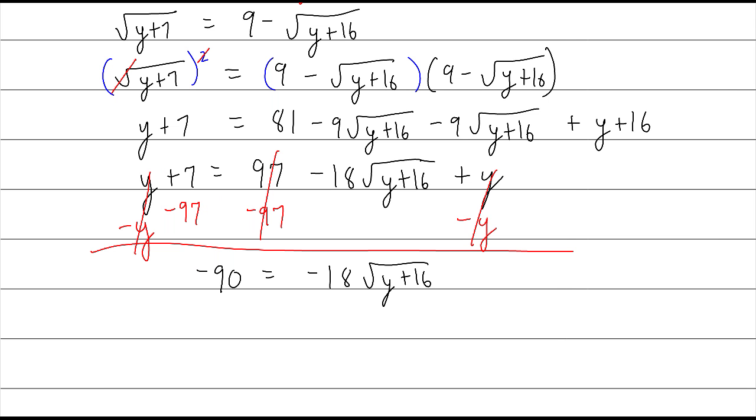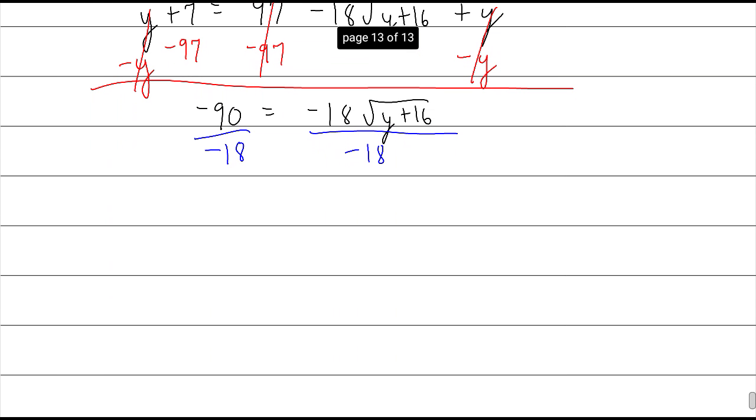Okay, and then I could square both sides now, but maybe you recognize something, maybe not. 90 is divisible by 18. So if I divided both sides by 18, well, I should say negative 18. Let me go ahead and actually write it out this time. If I divided both sides by negative 18, those cancel out. I'm left with 5 equals the square root of y plus 16. That's as easy as the original problems, right? The very, very first ones that we did in this section.